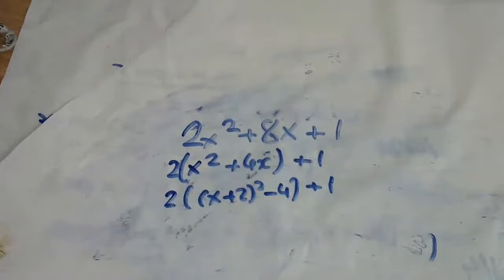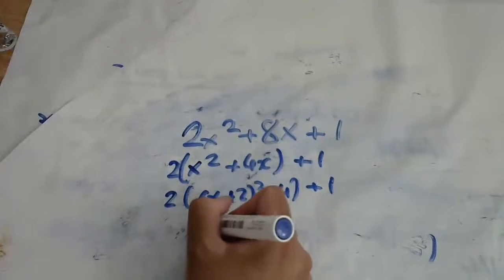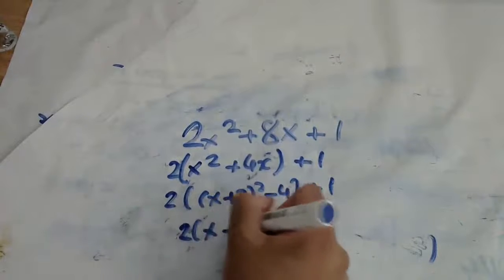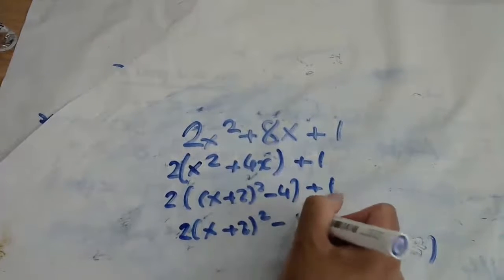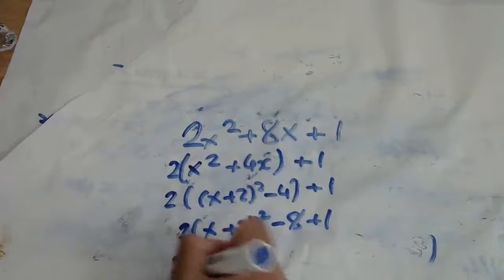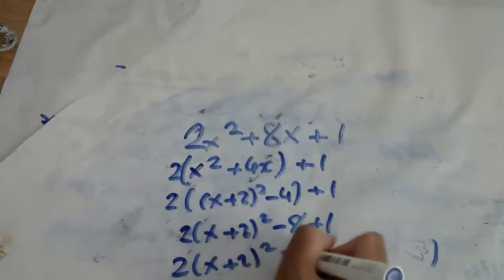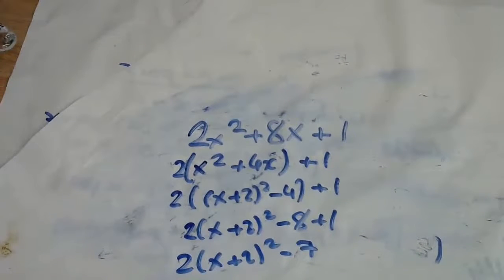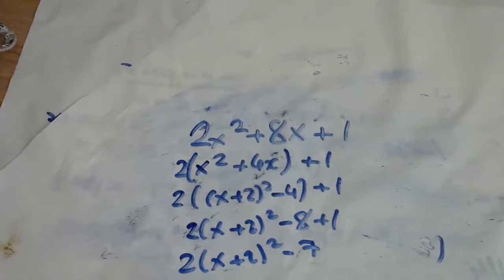That's good. Expand all that out. Yeah, that looks good. I think you've got that. So 2 times x plus 2 all squared minus 8 plus 1. 2 times x plus 2 squared minus 7. Game over. Looks good. Got it right. Well done. That's not bad. Slightly harder one.